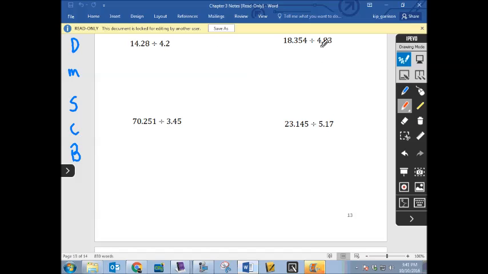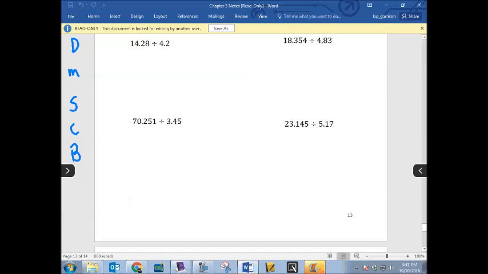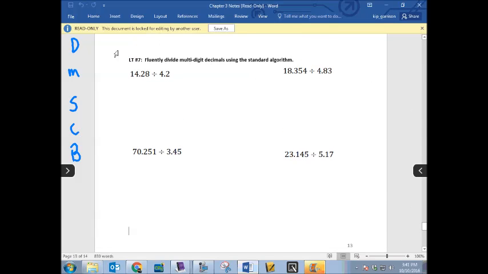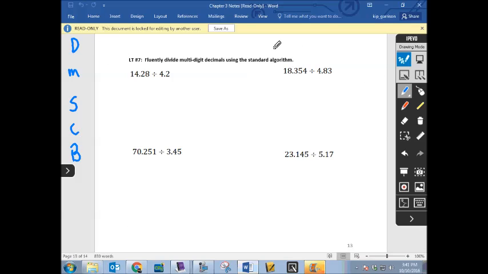Now, here's the big thing. When you're doing long division, guys, you cannot have a decimal divisor. Okay, I'm going to say that again. I'll write it. Divisor, this is very important. Divisor can't be a decimal. It can't be a decimal. Ever, ever, ever. Okay? So you have to take steps to make it not a decimal.